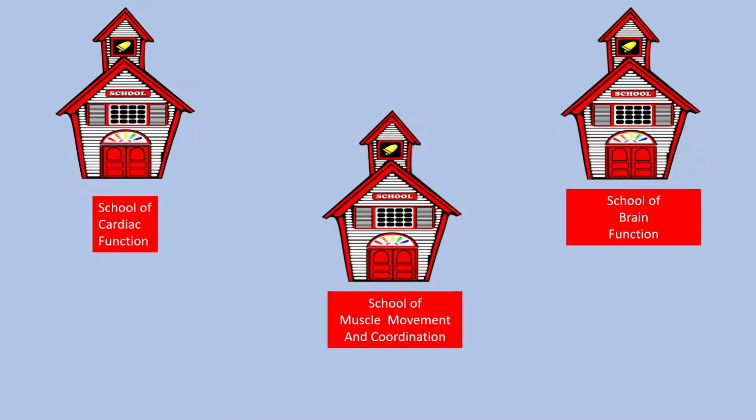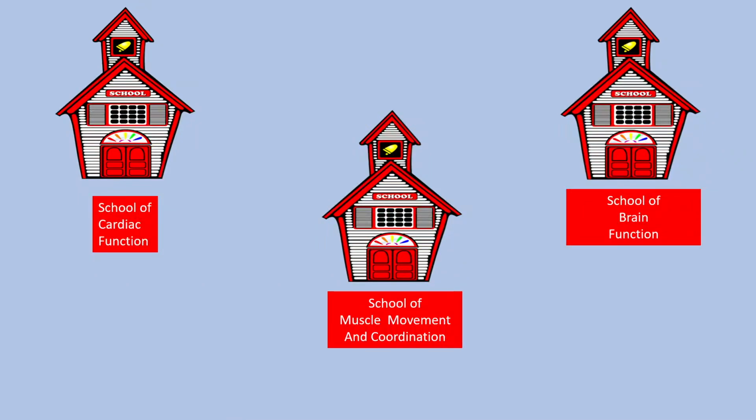So when cells are born, they grow up and they go to elementary school, middle school, high school. But at some point, they're going to specialize and go to college. Some of these cells go to the School of Cardiac Function. Some go to the School of Muscle Movement and Coordination. Some specialize in brain function. And there's other schools too: the School of Liver Function, the School of Pancreatic Function. So any organ system we have, there's cells.